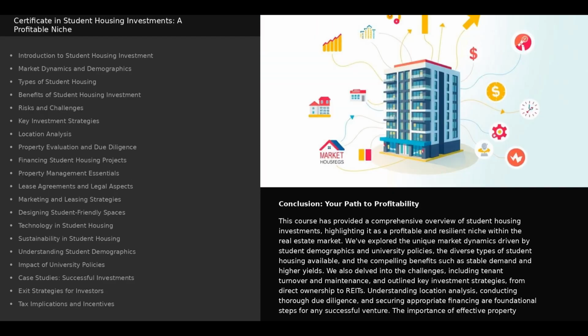Conclusion: your path to profitability. This course has provided a comprehensive overview of student housing investments, highlighting it as a profitable and resilient niche within the real estate market. We've explored the unique market dynamics driven by student demographics and university policies, the diverse types of student housing available, and the compelling benefits such as stable demand and higher yields.